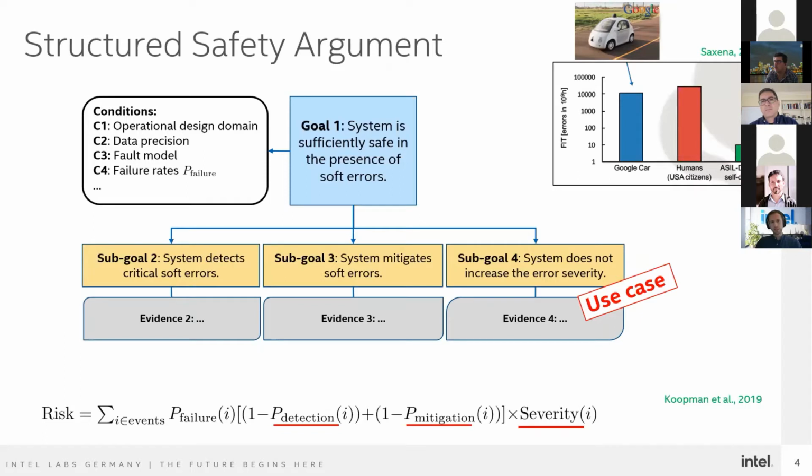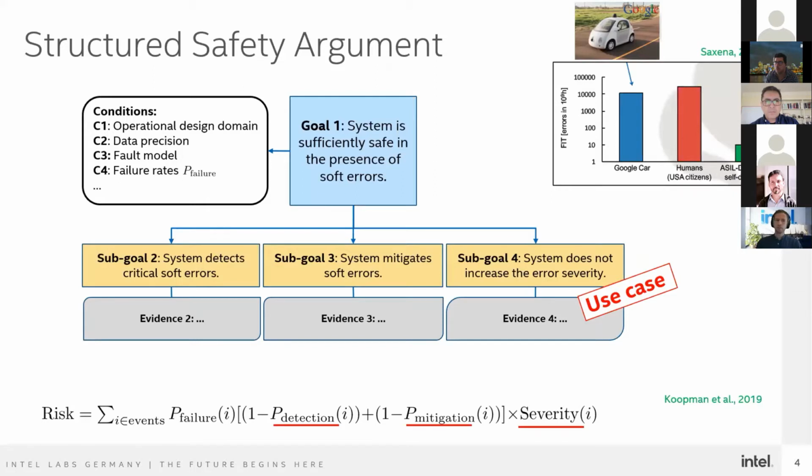So what is a safety case or a safety argument? Well, it's a formal way to verify that a specific safety goal is reached. So we would just come up with the following goal: the system should be sufficiently safe in the presence of the platform soft errors.